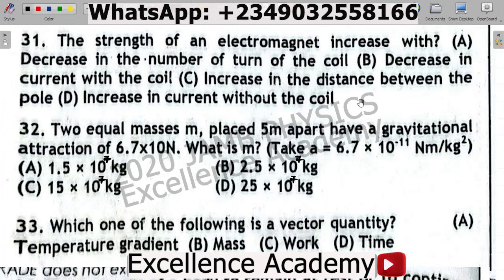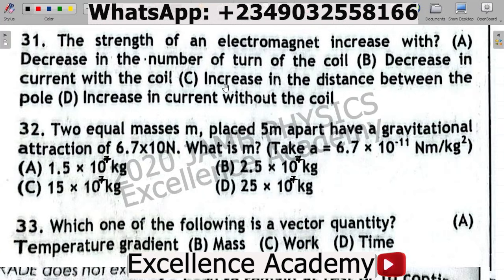Let's look at question 31 to 40 of the 2020 Physics JAMB examination questions. Question 31 here says, the strength of an electromagnet increases with A. Decrease in the number of turns of the coil, B. Decrease in the current with the coil, C. Increase in the distance between the pole, D. Increase in the current without the coil.